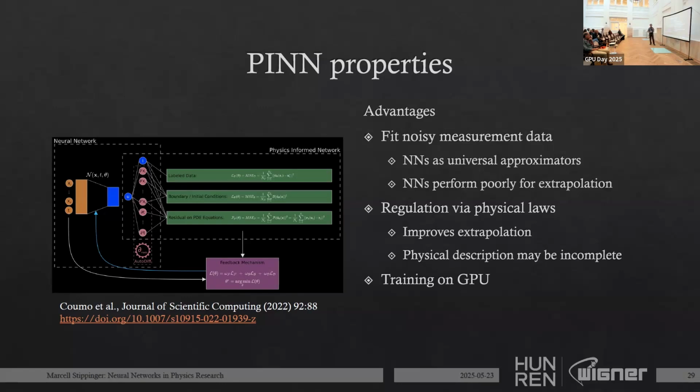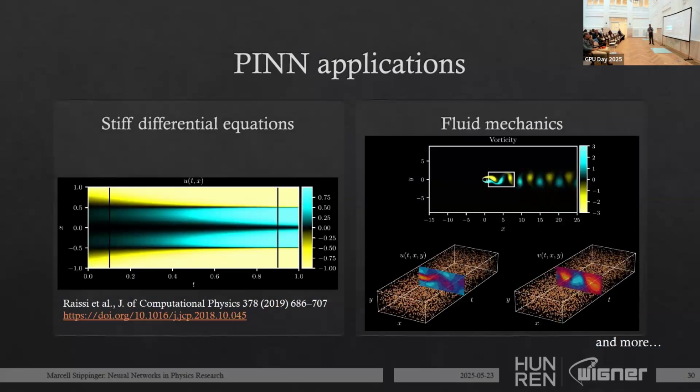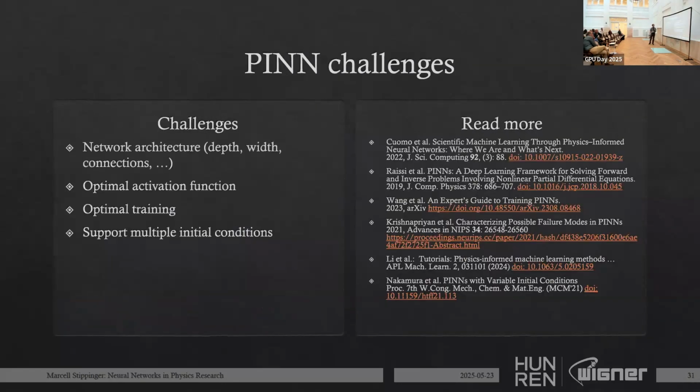The neural networks act as a universal approximator, but for extrapolation they are poor. Therefore, we included the physical laws, which improves the extrapolation and acts as a regularizer. They can be trained on GPU, and they are used in very different fields of application.